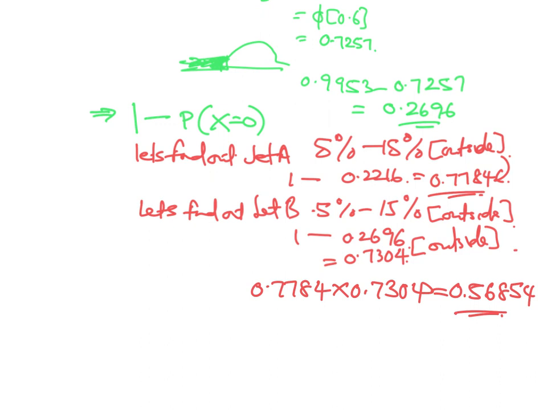So what is the probability of at least one within 5% to 15%? Yes, 1 minus 0.56854, and the answer is 0.43146.